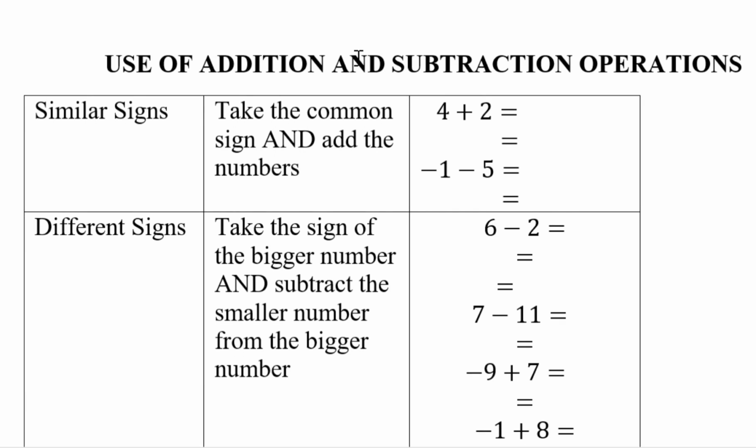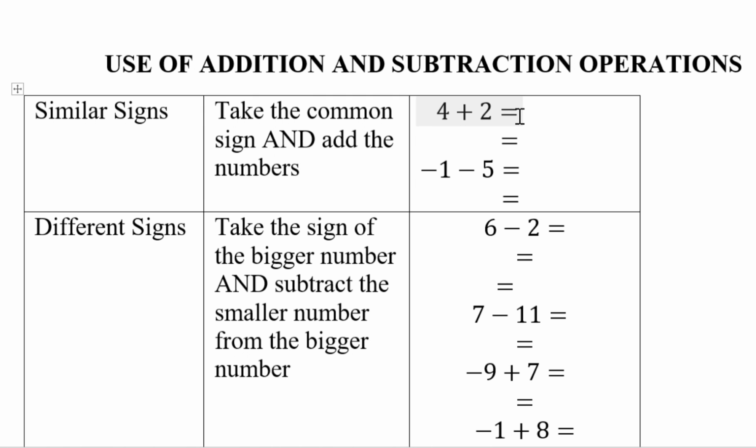This is what we do when we are using addition and subtraction operations. If we are dealing with numbers having similar sign, we take the common sign and add the numbers. For example, 4 plus 2, this 4 here has an addition sign or a plus. So if this has a plus and this has a plus, then it means both numbers have similar sign. And in that case, we shall take the common sign, which is a plus, and add these two numbers.